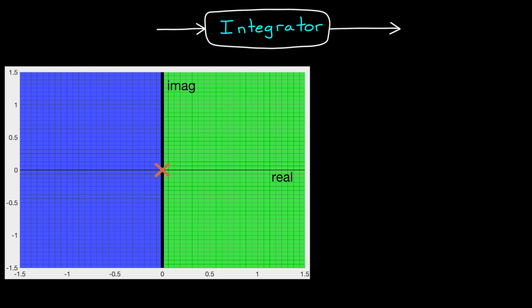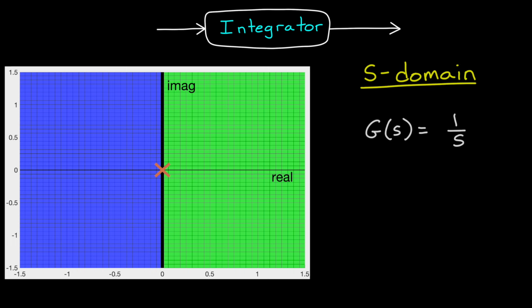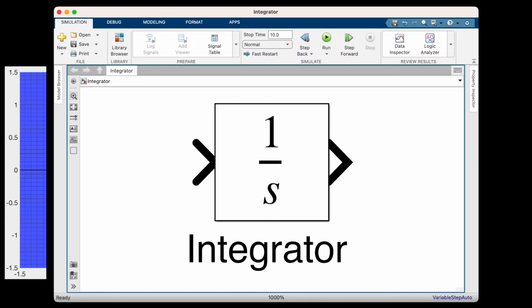In the S domain, the transfer function of an integrator is 1 over s. And even if you don't use transfer functions, this might be familiar to you if you use Simulink, because 1 over s is the icon for the integrator block. Now, this doesn't mean that this block is actually integrating only using the s domain. It works with all continuous domain signals. It's just that 1 over s is a nice shorthand way to indicate that this is an integrator.